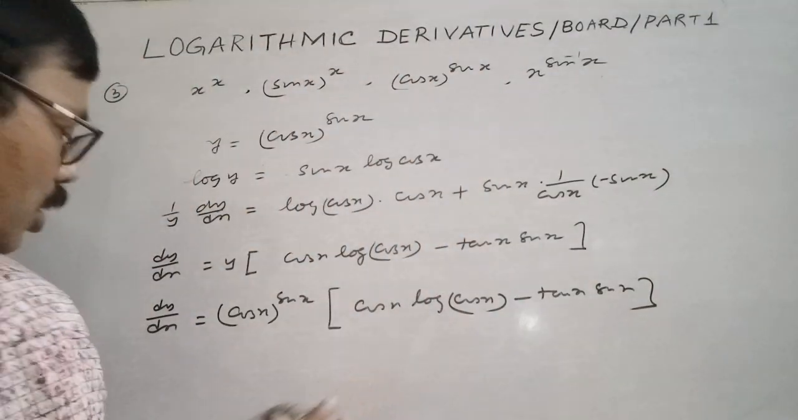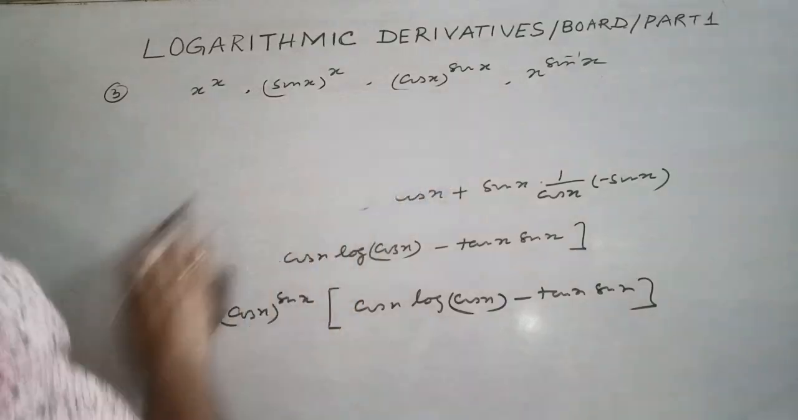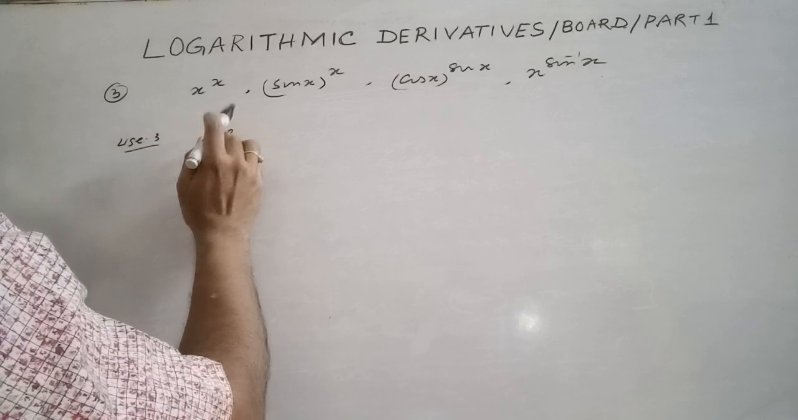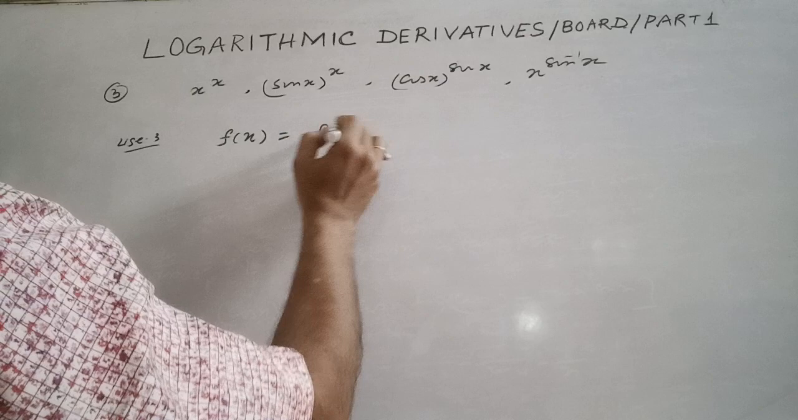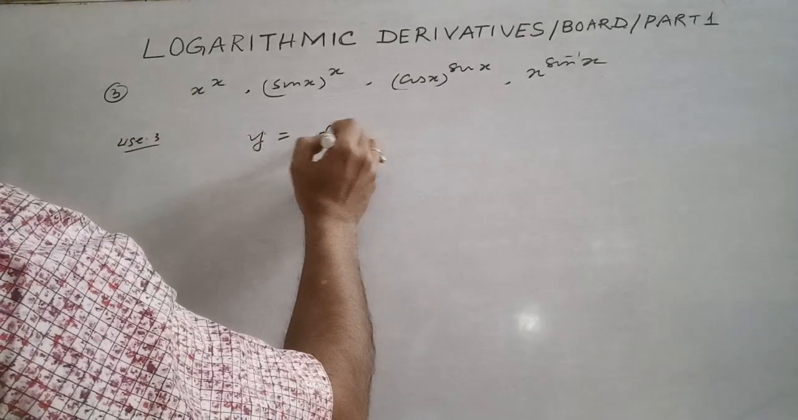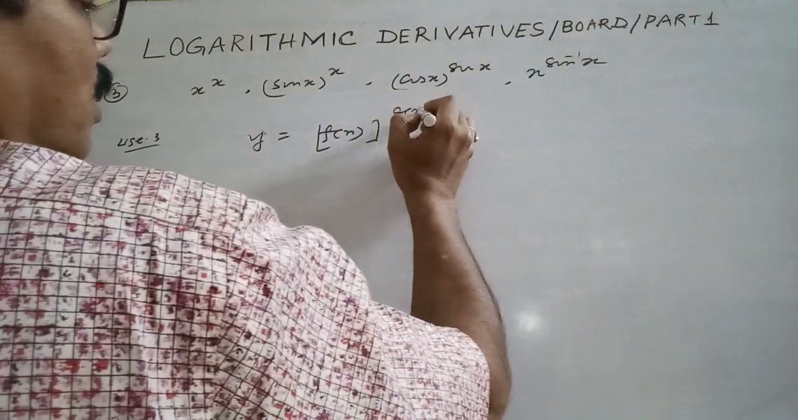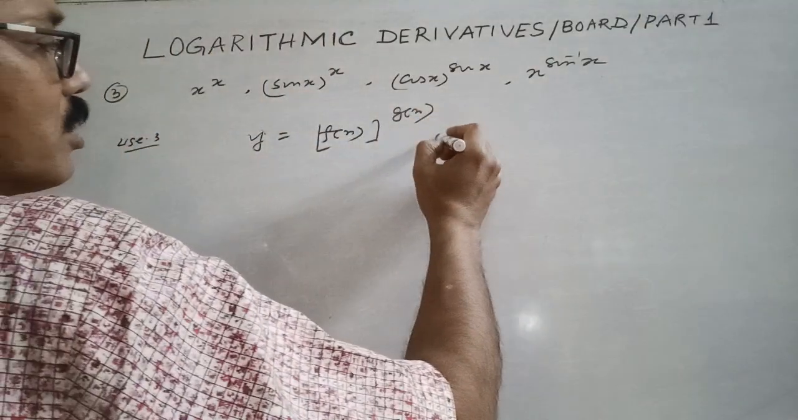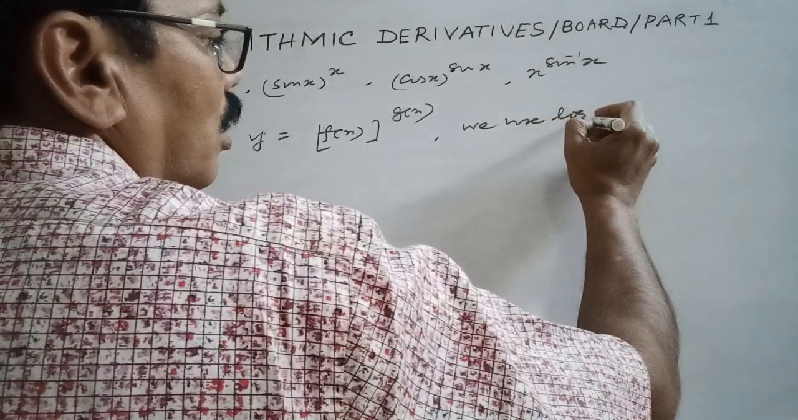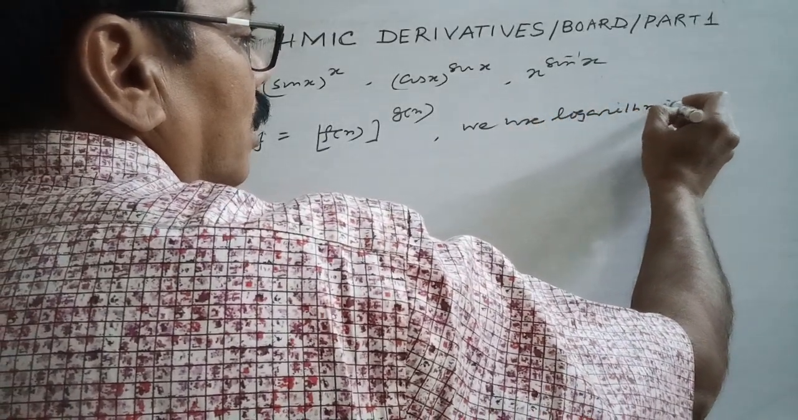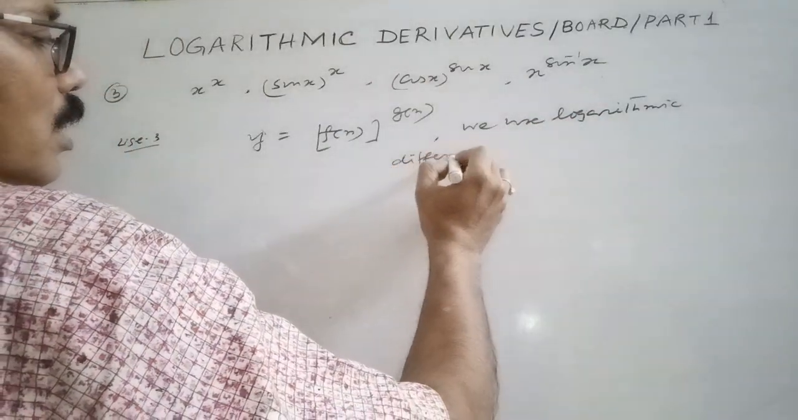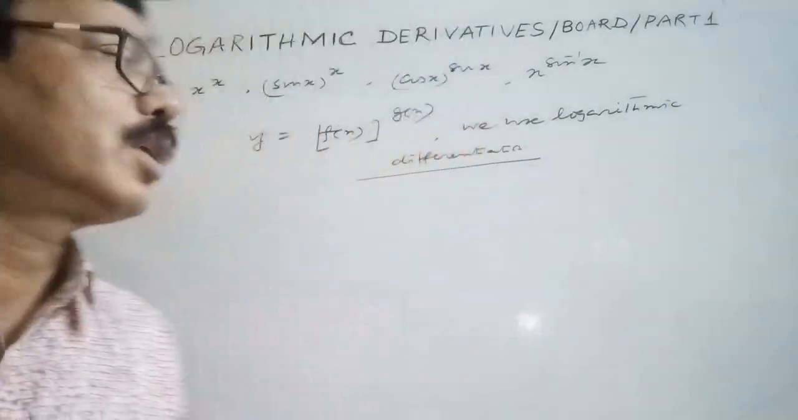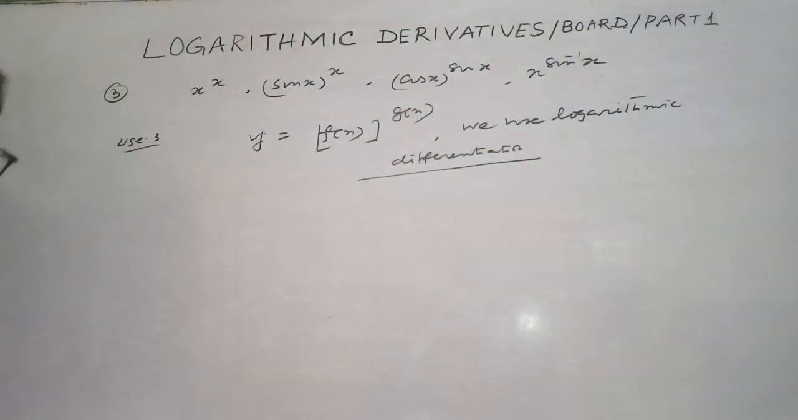So what is use 3? If y equals f(x) to the power g(x), base is a function, power is also a function, we use logarithmic differentiation. So you complete the rest.